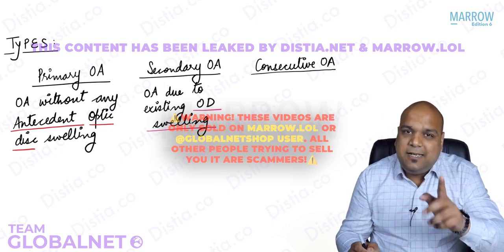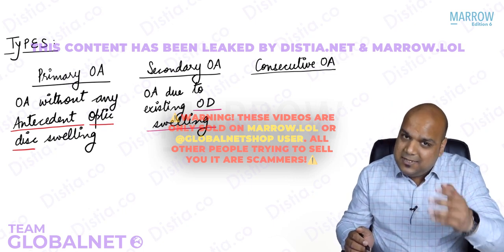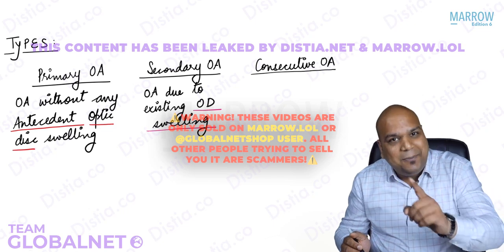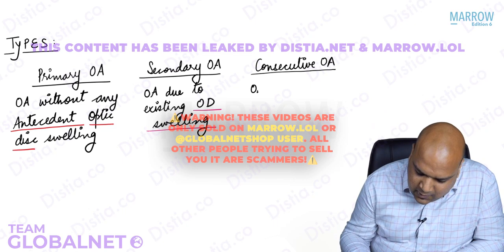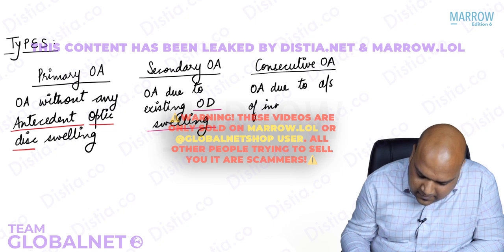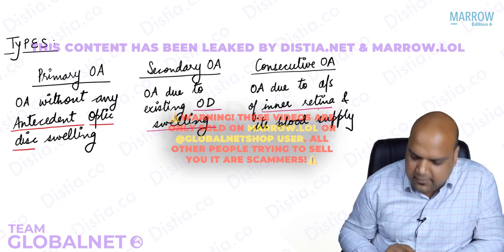So, what does it tell us? It tells us that consecutive optic atrophy is occurring due to some disease, but that disease was not in the optic nerve, it was in the retina. So, what does the definition become? Optic atrophy due to diseases of inner retina and its blood supply. Inner retina, that's the word.